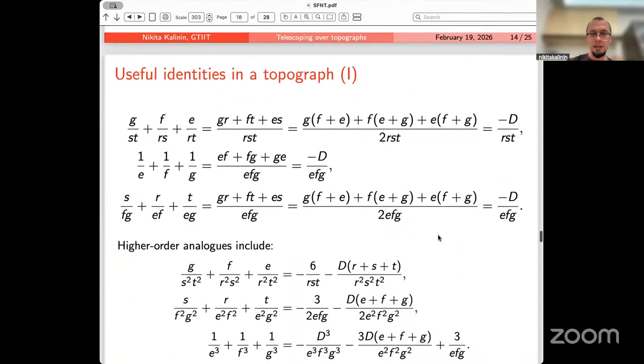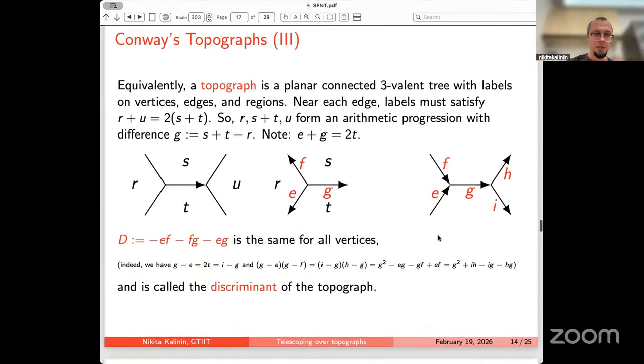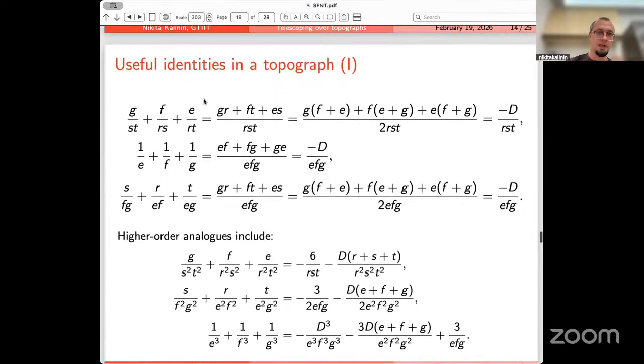Okay, then here I just propose some identities on the topograph. And again, you can just verify them explicitly. They are nothing except algebra and the relations which I gave you here. So we have a definition of D, we have relations between R, S, T, E, F, G. So for example, how do you verify the first identity? Here you have G over S T, F over R S, E over R T. You have a common denominator, and then you look here, and here it will be just minus D. Here you just say that R is F plus E over 2.